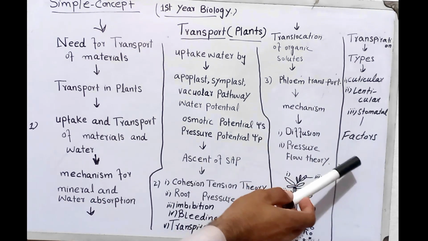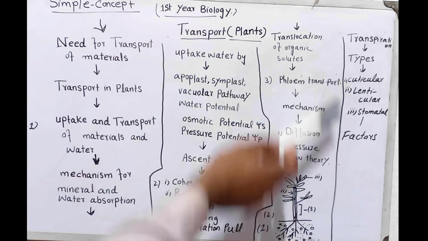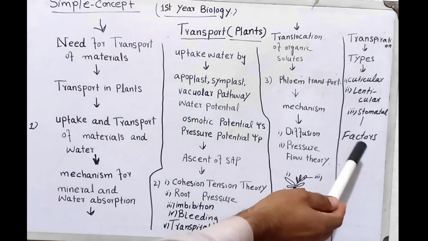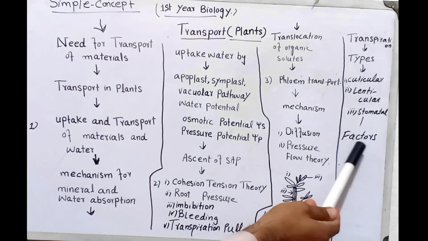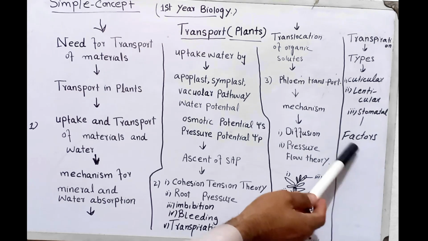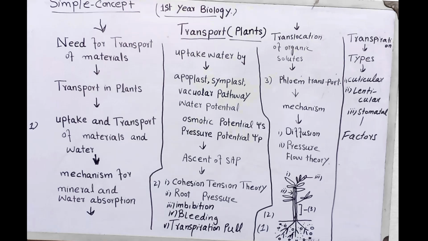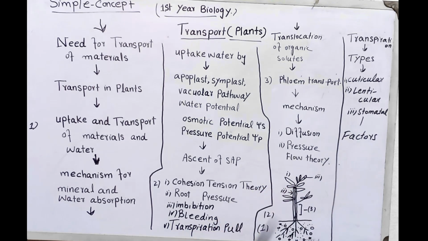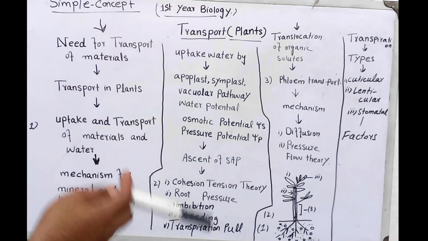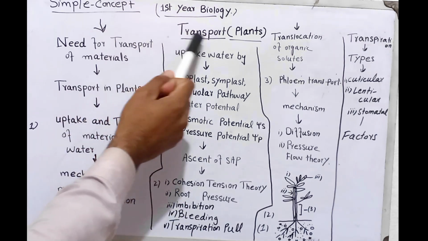A number of factors affect transpiration, for example temperature, humidity, concentration of carbon dioxide, and light intensity. Potassium influx also affects it, along with starch and glucose concentrations. So this was the simple concept of transport in plants.